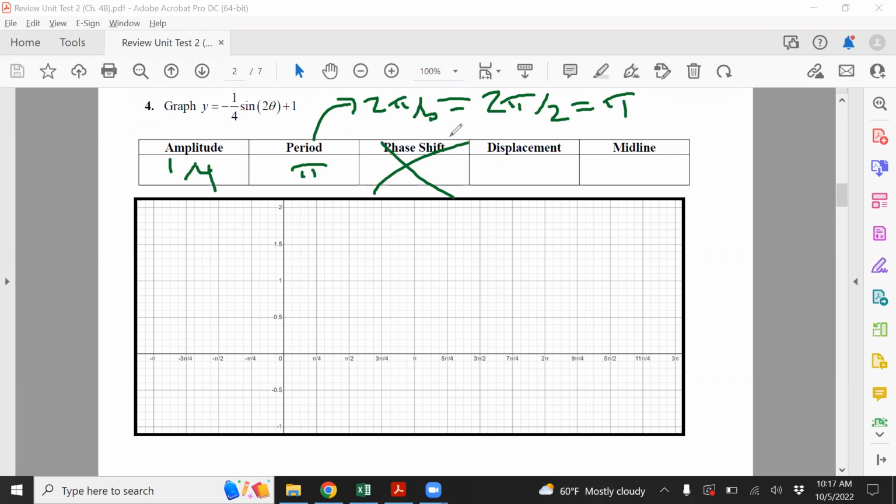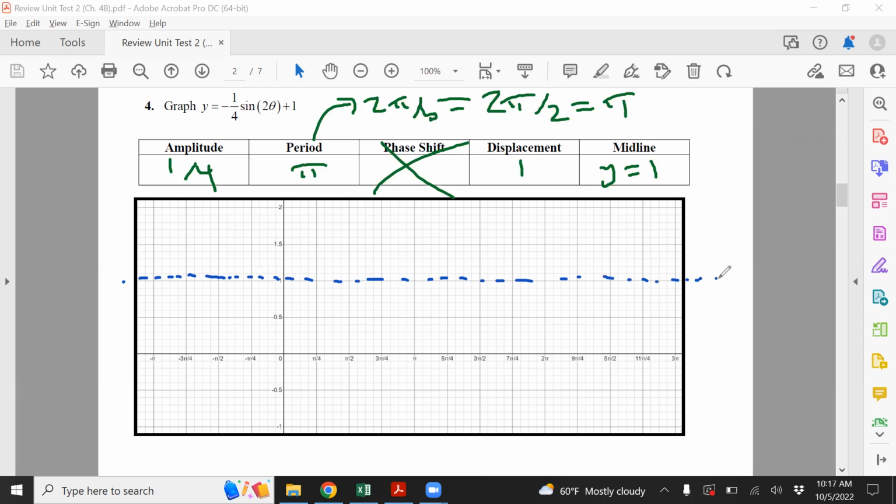We're not doing phase shift. We've never done phase shift in this class. We're not going to do it. Just cross it off. And then displacement is 1. So the midline is at y equals 1. So I'm going to draw my midline like this, y equals 1. I'll do a dashed line.